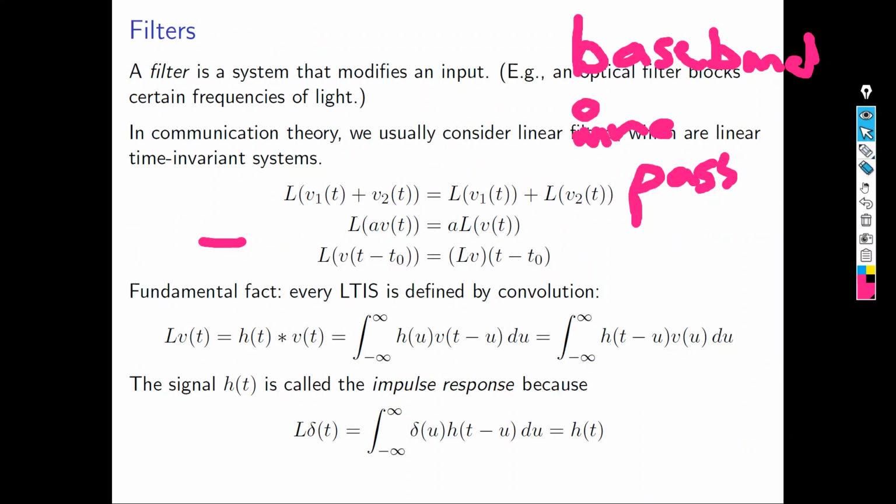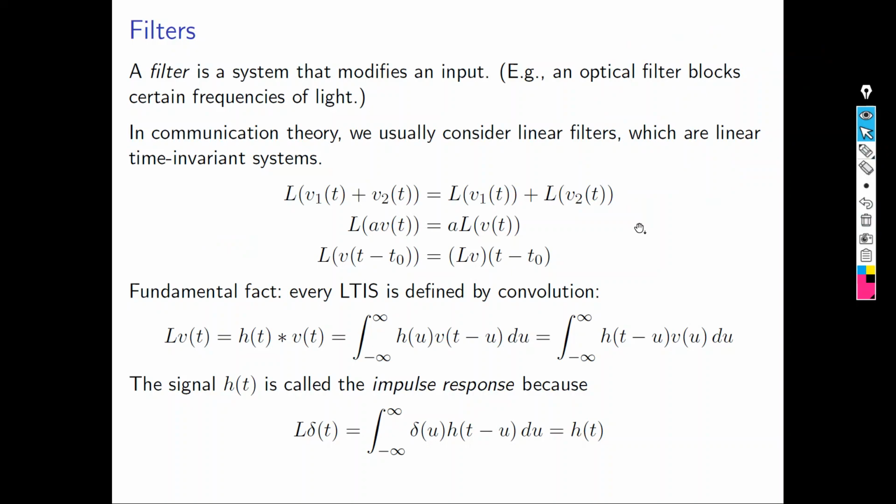Now this is modulation. What about filters? A filter is a system that modifies an input in a way that's desirable. For example, your input contains 3 different frequencies and you want only one frequency to be transmitted, to travel through the air. An optical filter blocks certain frequencies of light. In communication theory, we usually consider linear filters. Most of the filters we deal with are linear time invariant systems.